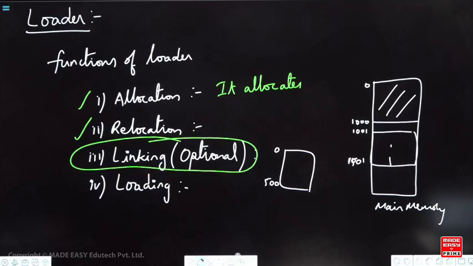So I repeat, allocation. It allocates the required space in main memory where the object program would be loaded for execution.